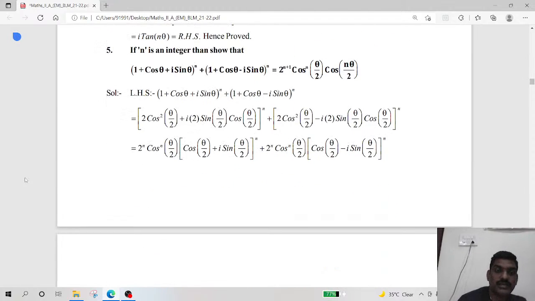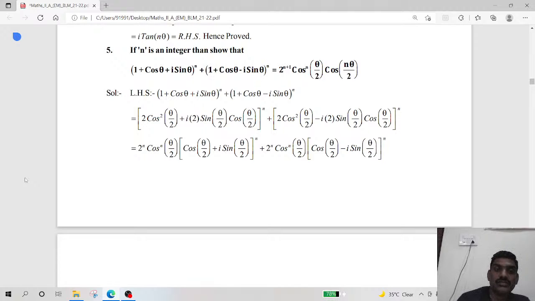Next, question number 5. If n is an integer, then show that (1 + cos θ + i sin θ)^n + (1 + cos θ − i sin θ)^n. Here also, same as the above question, we have to apply the 1 + cos 2θ and 1 − cos 2θ formulas. But here these are submultiples, so submultiple formulas we have to apply.